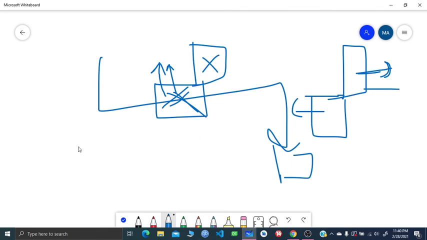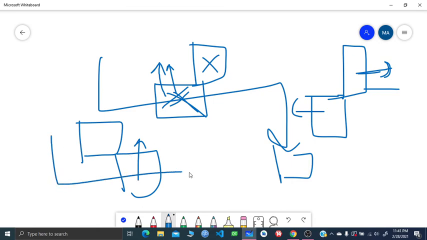And I also have to care about this part: I could convert this blockage to the upside portion, and I could go like this. Okay, so that's all I care about.